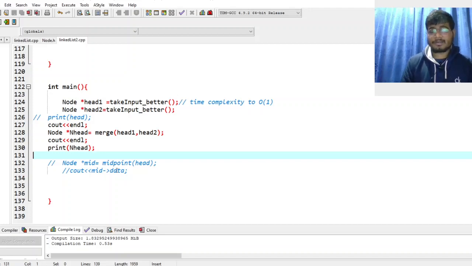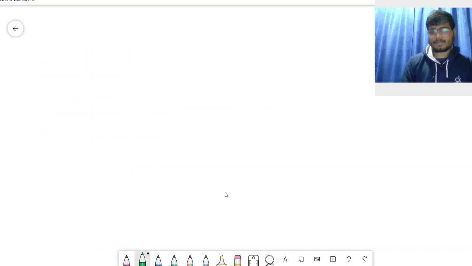Okay, hello everyone. In this video, we'll do a very important question: merge sort. We're going to sort our linked list using merge sort. In case you have no idea about merge sort, what we do is we are given either an array or a linked list. In this case, we'll be dealing with a linked list.